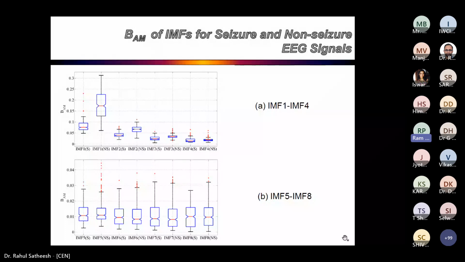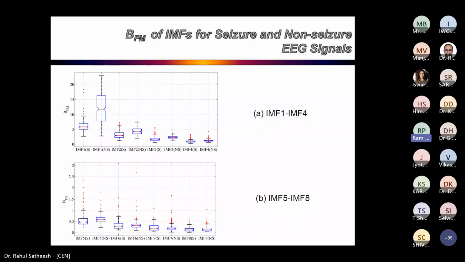Here you can see the first four IMFs in the first figure. Bandwidth due to AM shows the difference between seizure and non-seizure classes. On the other hand, if you see the remaining IMFs, 5th to 8th IMF, there is no difference between the bandwidth due to AM parts. And the same thing we have observed in the bandwidth due to FM. In the next slide, please.